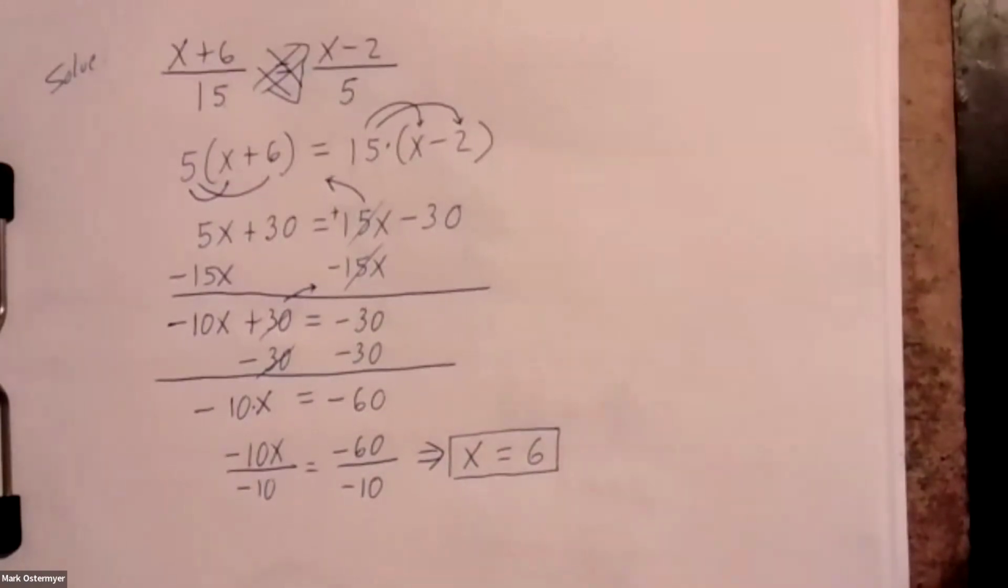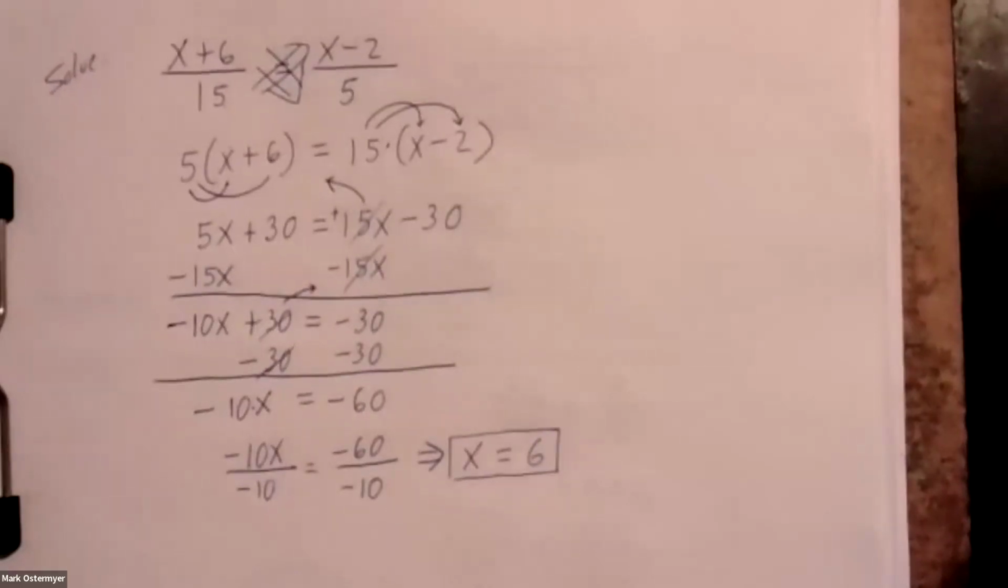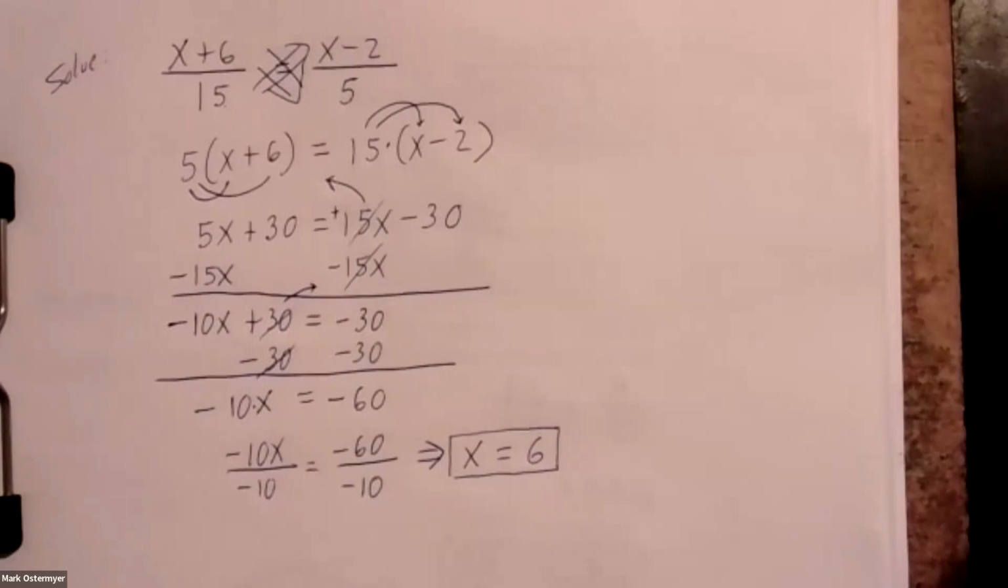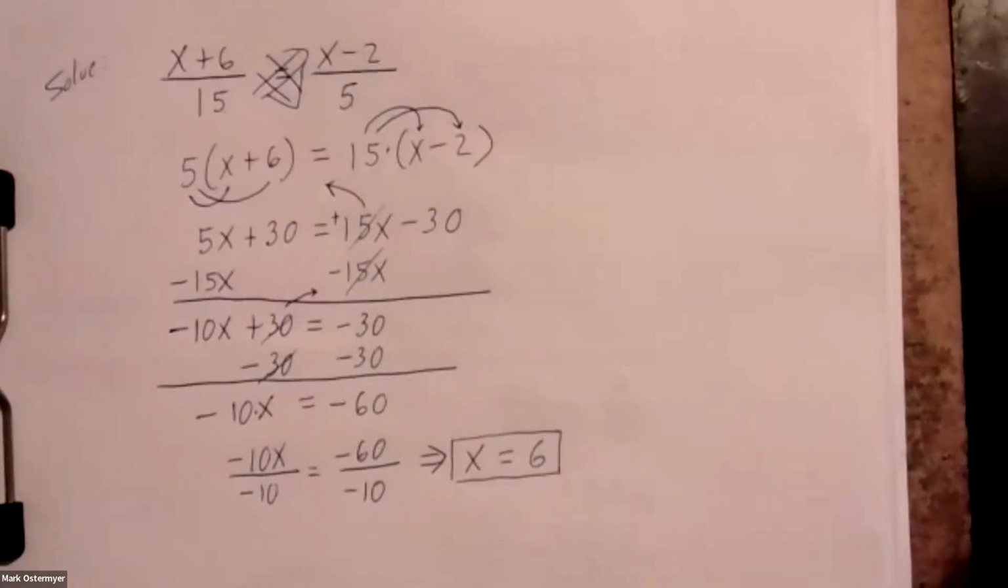Did anybody get that? Yes, I did. All right, positive 6 should be the solution. We have just solved that proportion. Okay. There we go. All right.